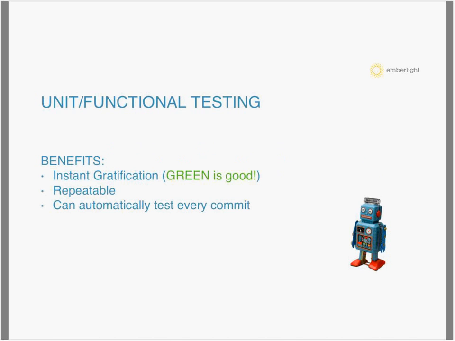So some of the benefits of unit and functional testing, obviously, instant gratification. You get immediate feedback if your functionality is broken. Repeatable, you can automatically test every single commit.